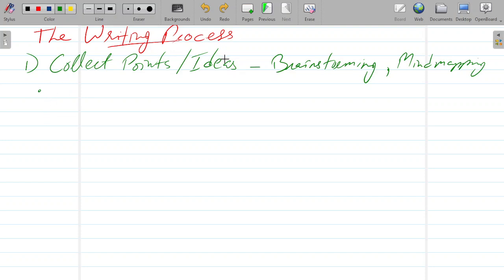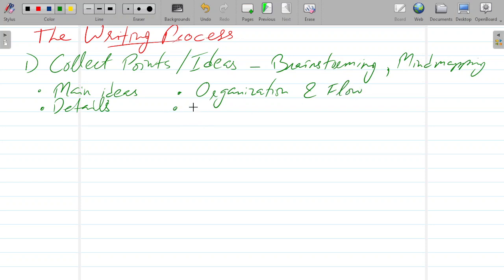Now, within collecting points, you want your main ideas, depending on what it is you're writing. If it's narrative or descriptive, we'll talk about that as well. Then you want details. What details will you include? You want to think about the organization of your writing. I'm being very general here, so you can become specific depending on the task you're talking about. You want to talk about the organization and flow.